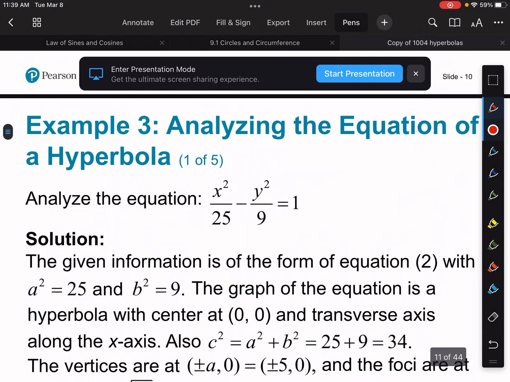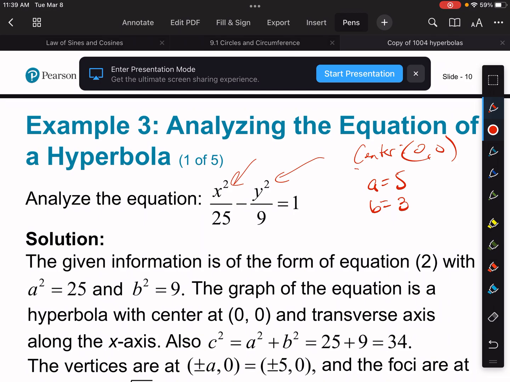Example 3 says analyze the equation of the hyperbola. So we know a couple of things here. First of all, the center of this thing is at 0, 0. We know that because there's no modification of x or y. Then we also know something else about this. We know that the a value is equal to 5 because a squared is 25. And we know the b value is equal to 3. Okay, so we can find where the foci are.